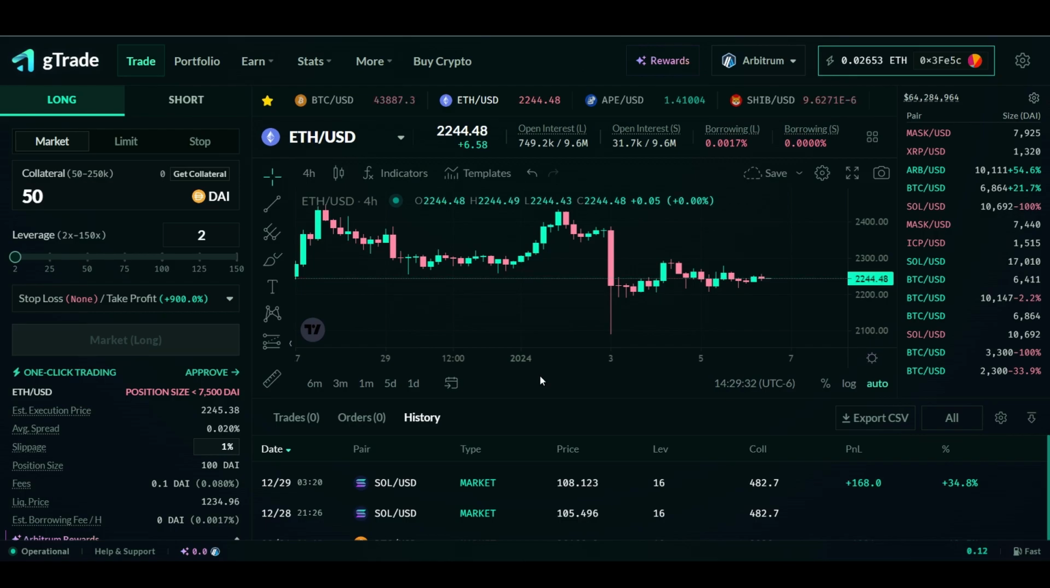But I kind of chickened out and I closed it at only like 7.4%. It's still a green win. Yeah, but I've been thinking about maybe trying to trade a bit more.